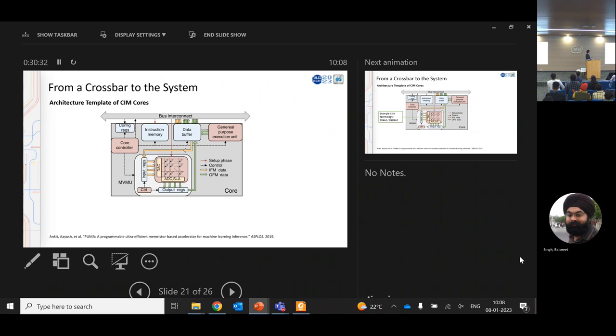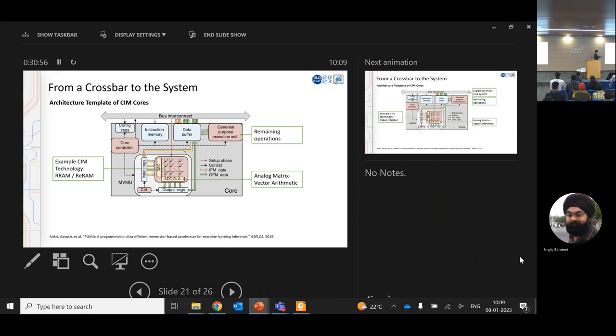And then you have a core controller and you have I/O. And also sometimes you find a general purpose execution unit in these cores because you can't do any operations as a matrix vector operation, right? So essentially you have your ReRAM technology at the heart of it. Then you get your analog matrix vector arithmetic down here.